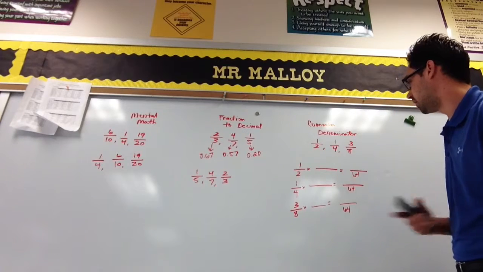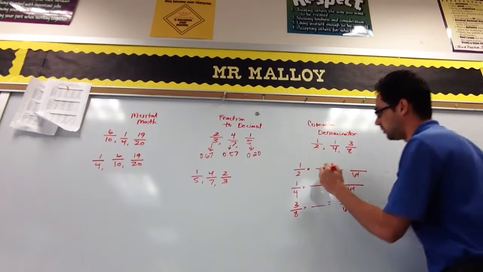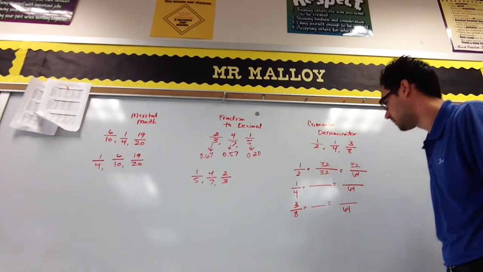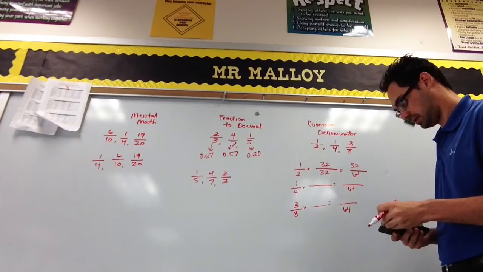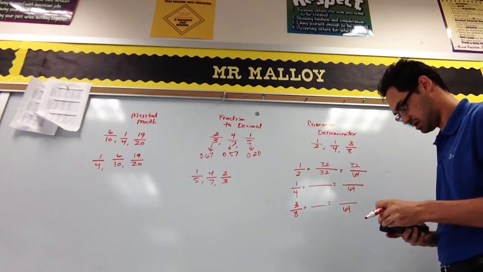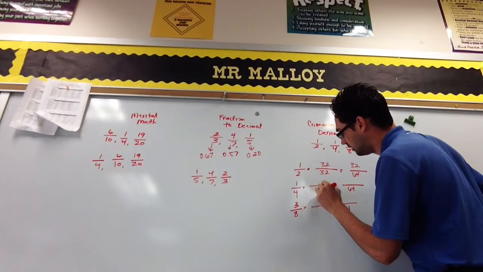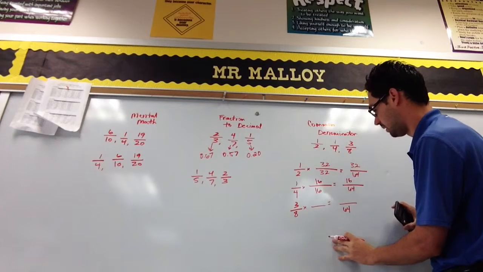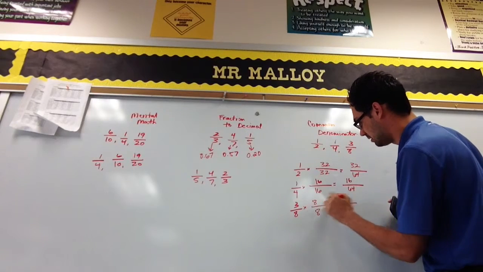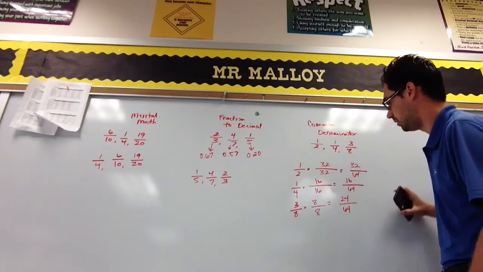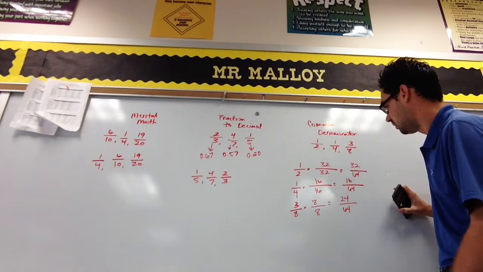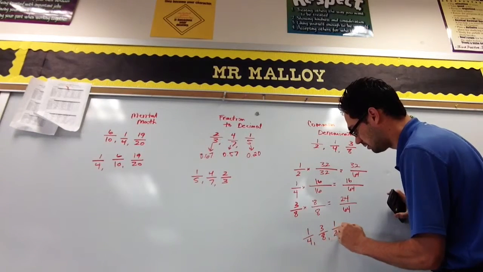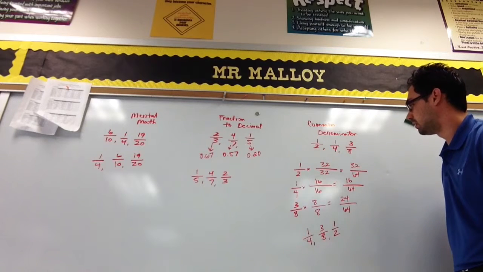Okay? So 2 times what gives us a 64? Well, 2 times 32. Okay? 4 times what gives us the 64? 4 times 16. And then 8 times 8. And if I was putting those in order, it would be 1/4, 3/8, 1/2. Okay?